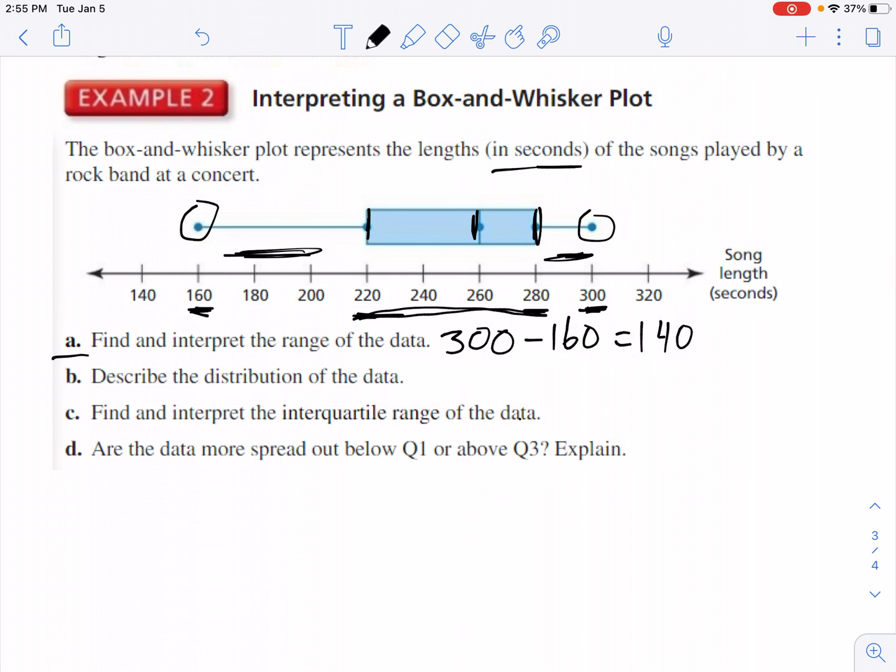So we have to take Q1, which is 220, and then we have to take Q3, which is 280, okay? And we're going to subtract those values. So we take 280 minus 220, and we get 60.